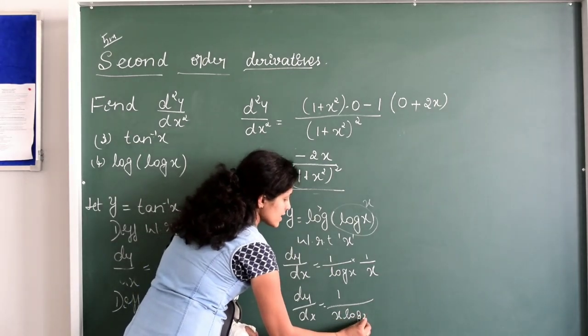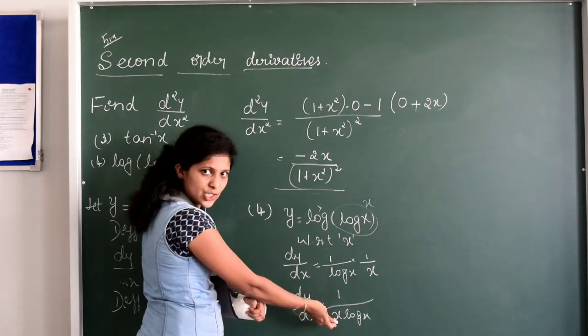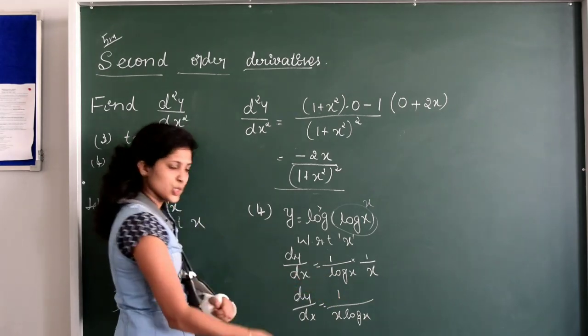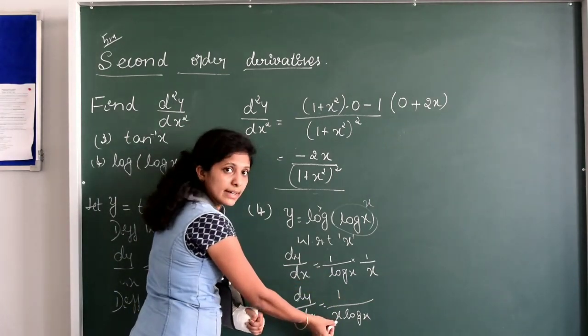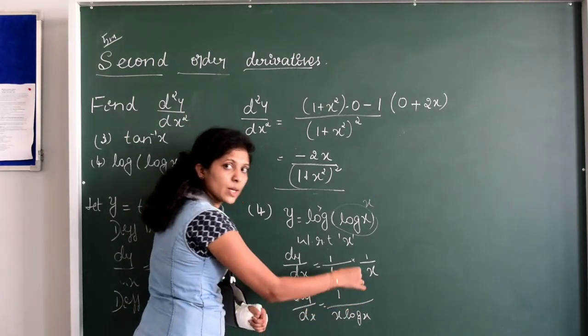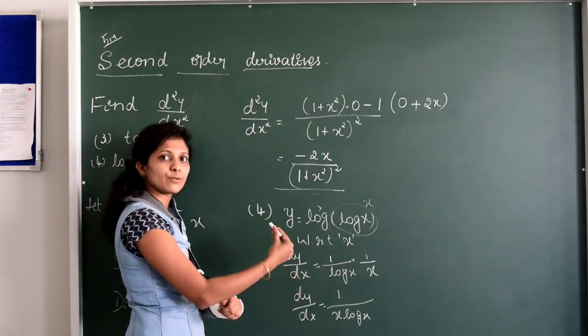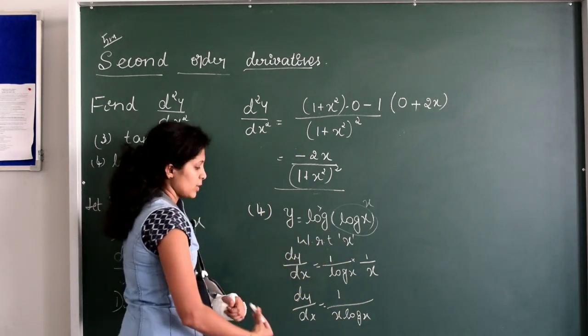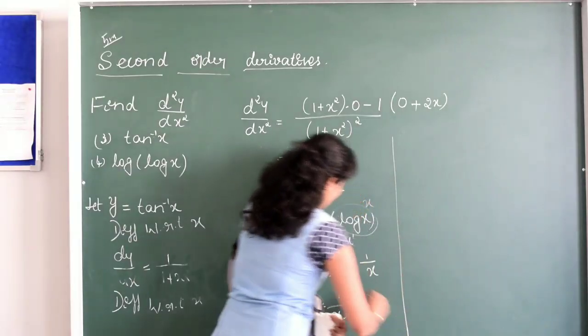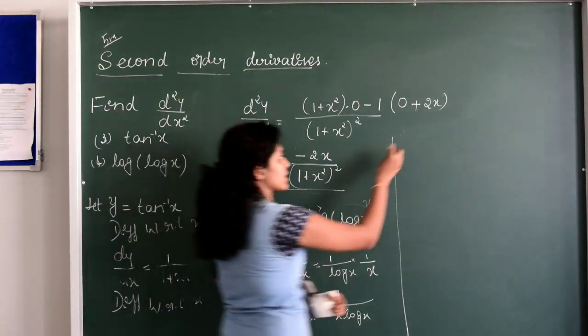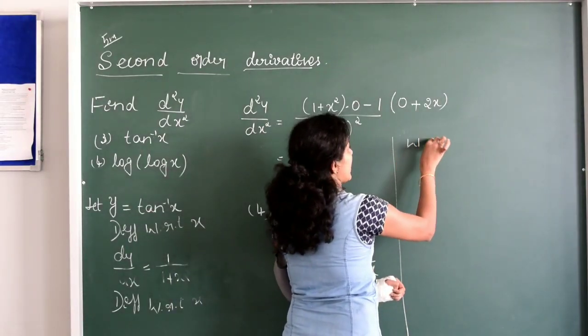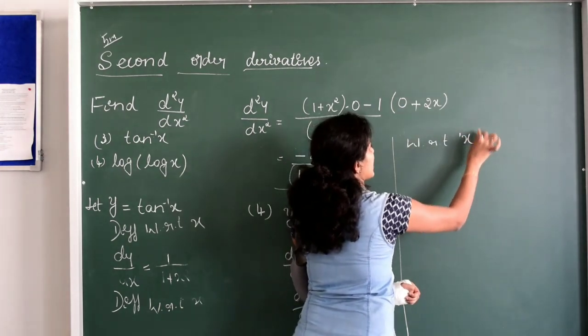Now again this function is of the form f of x by g of x. Either you can go with the quotient rule, or else you can write this as x into log x whole to the power minus 1. Then you can go with the formula for x to the power n. Any formula you can use here. So here I will go with the quotient rule. Differentiate this function with respect to x. Okay. Again we are differentiating.